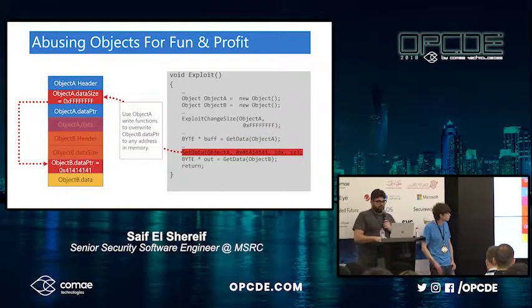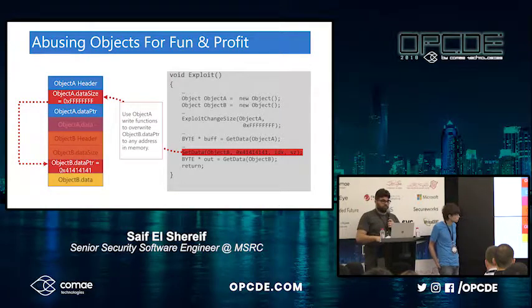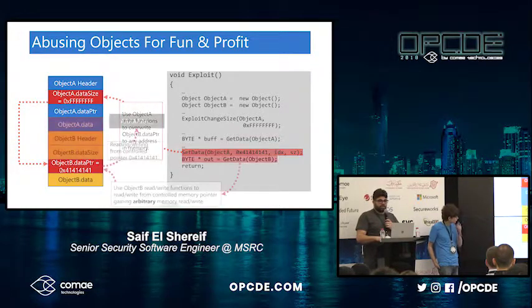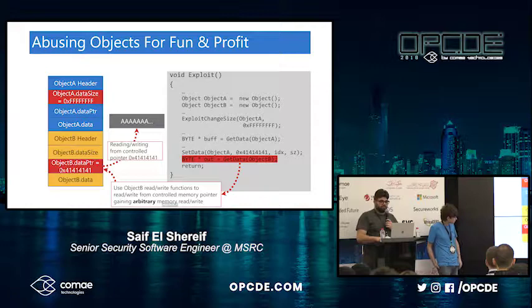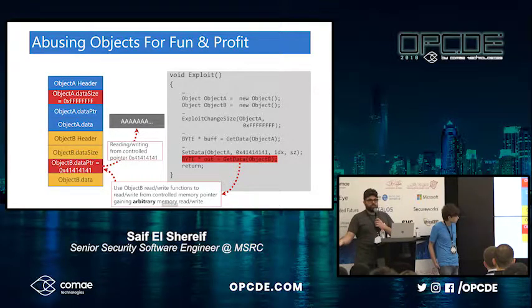The next step is that we use the first object, the one we have relative read and write for, to set the second object's data pointer to whatever pointer we want. In that case, we have 41, 41, 41, 41. That means that whenever we try to read or do any operations from that object, we will actually be reading from a controlled memory location, and that is usually kernel memory, where we were looking for a certain process token or a certain interesting value in memory that we can abuse.